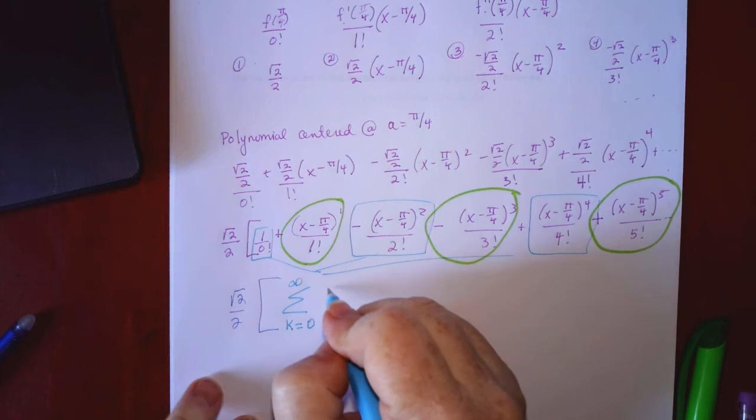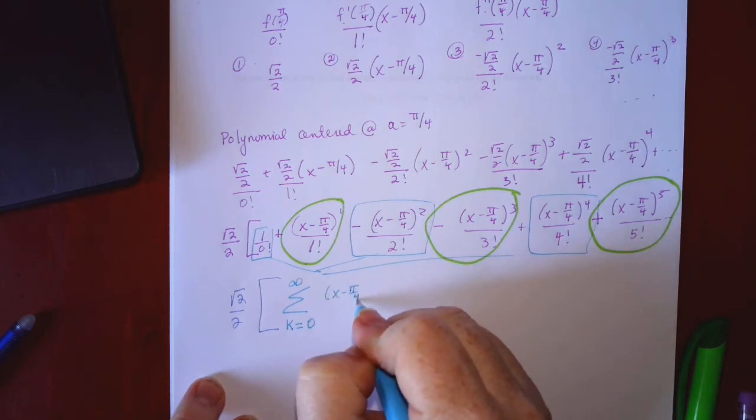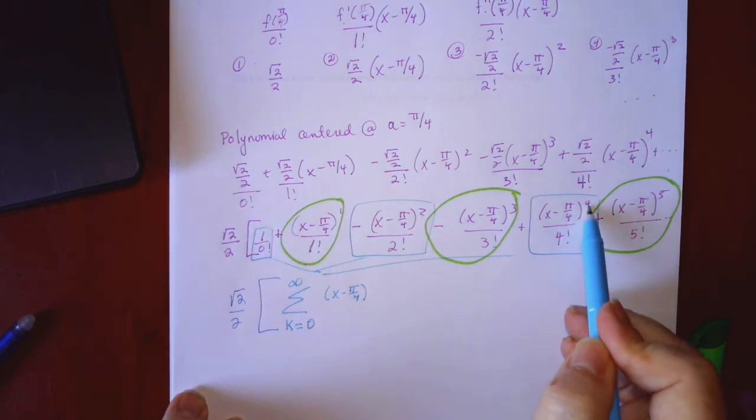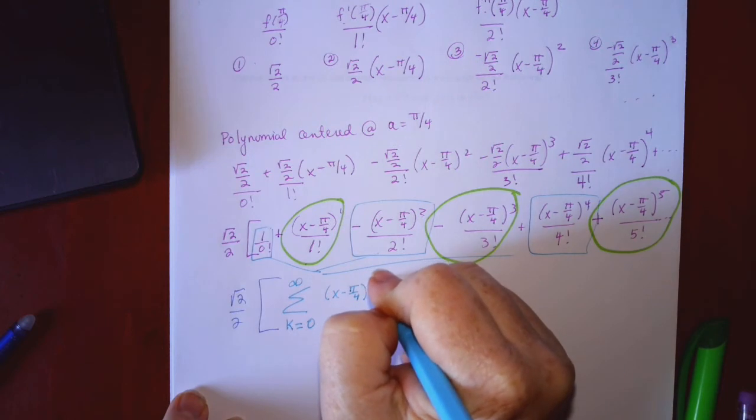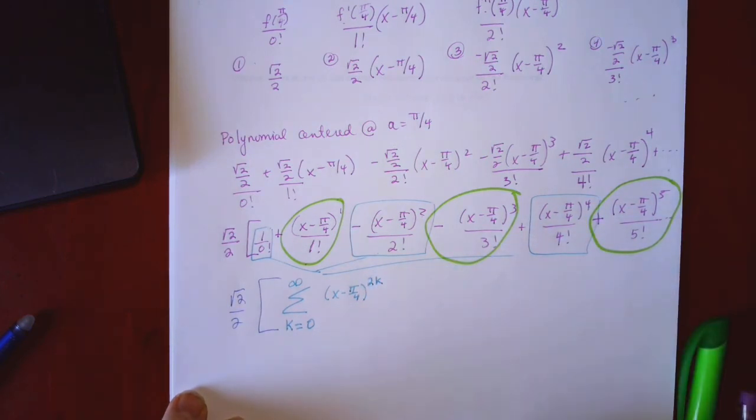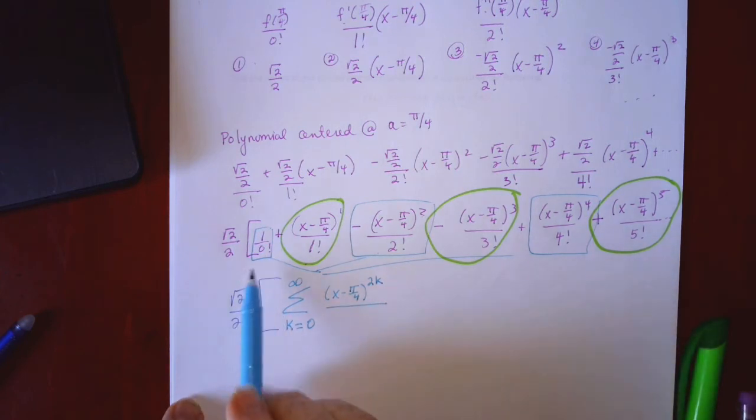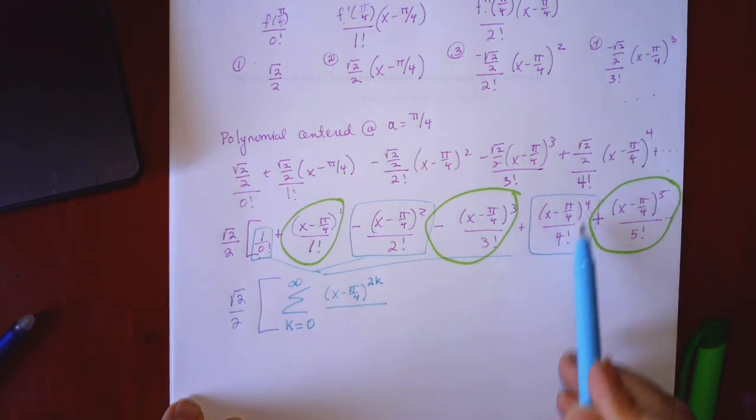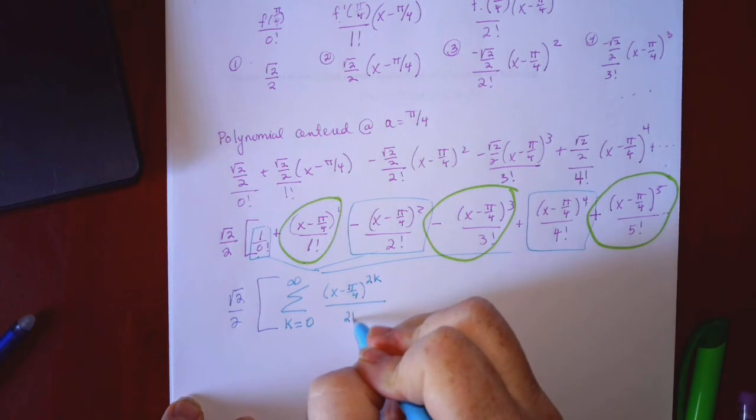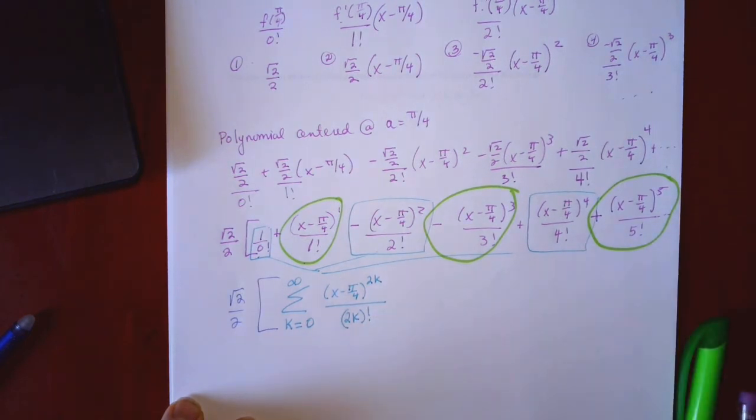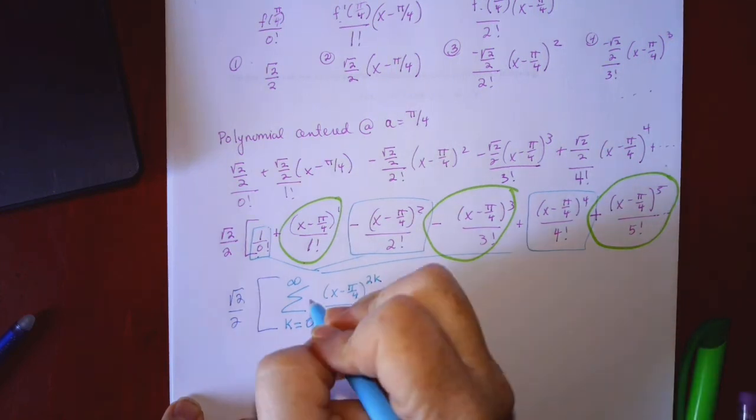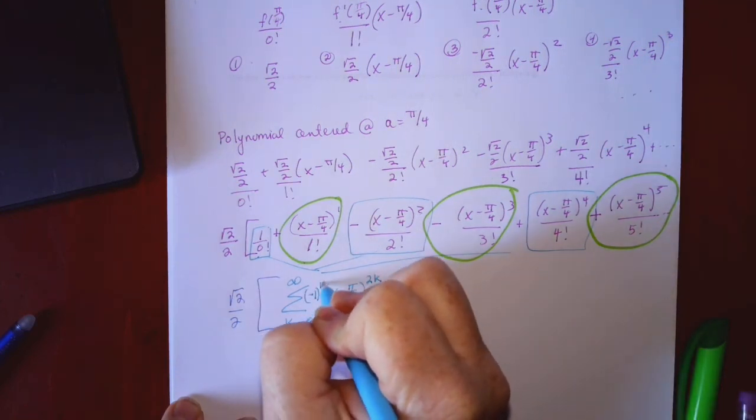I need x minus pi over 4 to the, here it was to the 0 power, here it's to the 2nd power, here it's to the 4th power. In other words, I'm going to put the 2k power up there, over, the denominators are 0 factorial, 2 factorial, 4 factorial, or in other words, the power and the factorial are the same. So I'm going to have 2k factorial. How am I going to get the -1 alternating? First one's positive, second one's negative, third one's positive, so I'm just going to put a -1 to the k there.